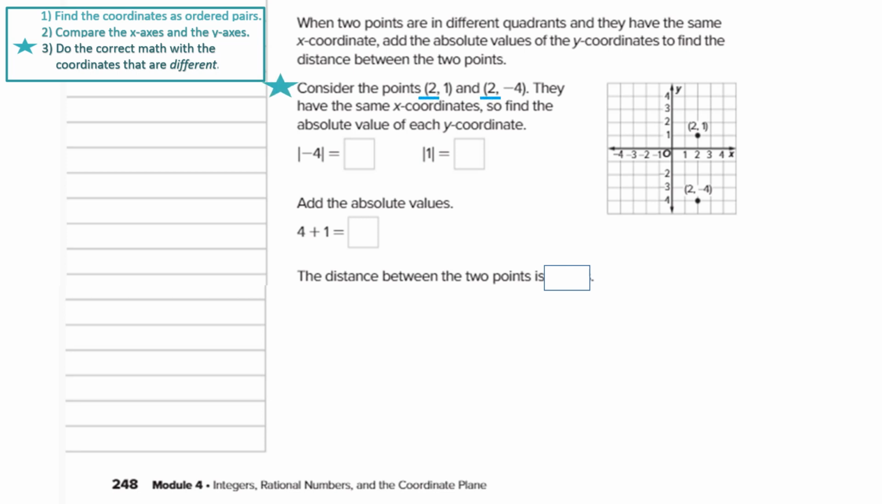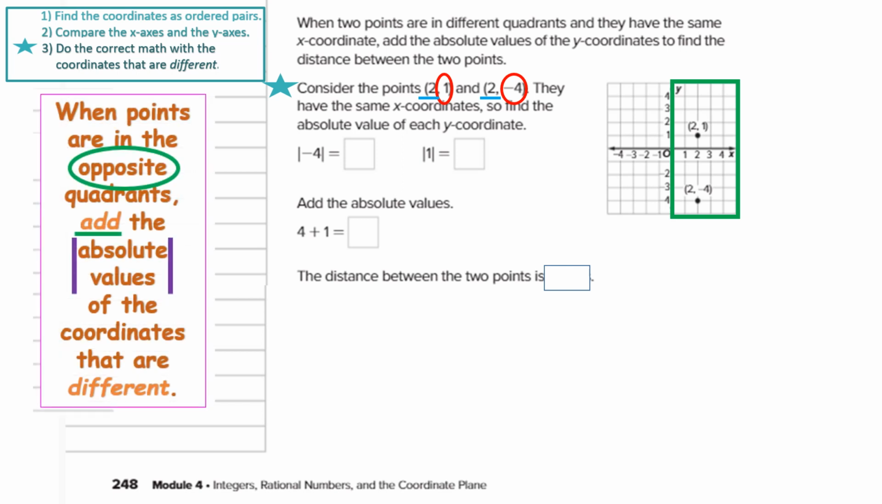I'm going to look at the ordered pairs. I'm going to notice that my x's are the same, so I'm going to keep it and ignore them, and I'm going to focus in on my y's. I have -4 and I have a +1. I find those absolute values. The absolute value of -4 is 4, and the absolute value of +1 is 1.